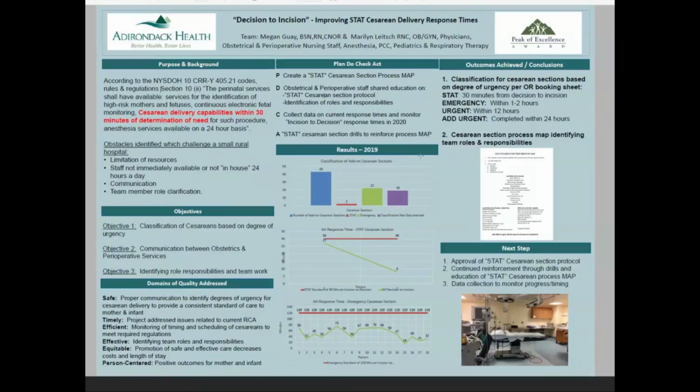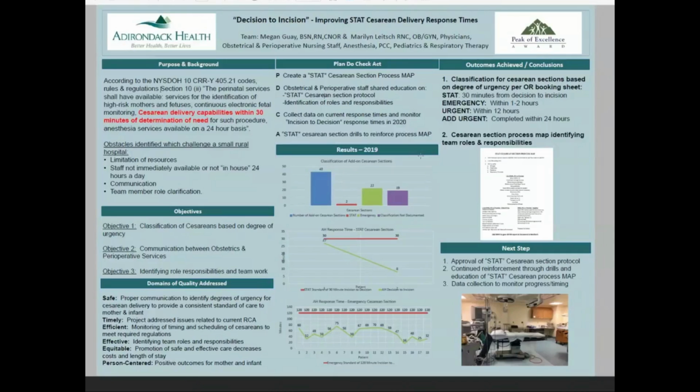And so the operating room and OB decided to collaborate together to create an algorithm and to improve communication among the units and among the key players to improve our decision to incision times.